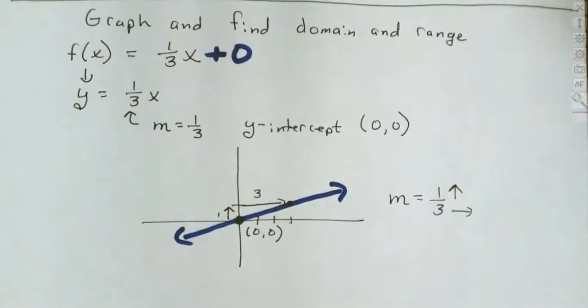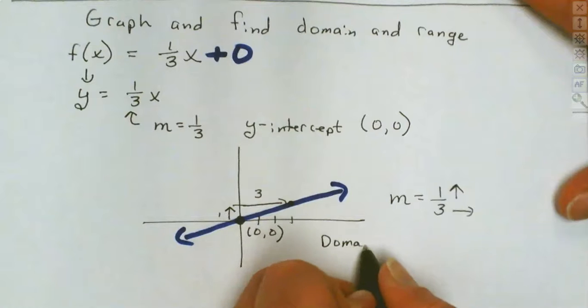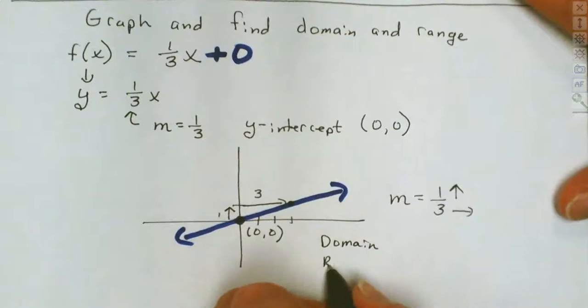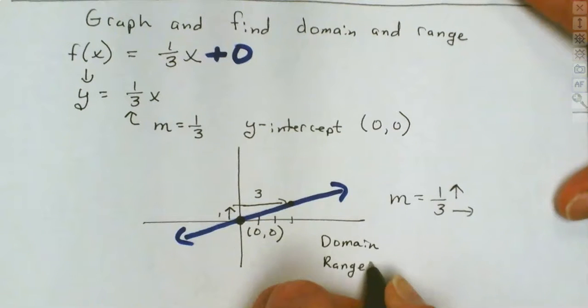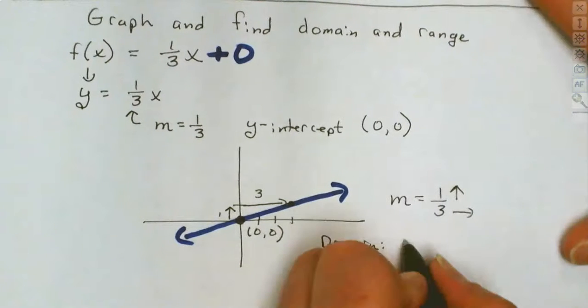And what about your domain and your range again? They're always the same for these. The domain and range are both, does anyone remember what they would be? Yep, negative to positive infinity for both.